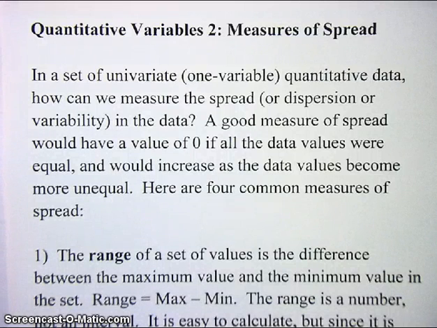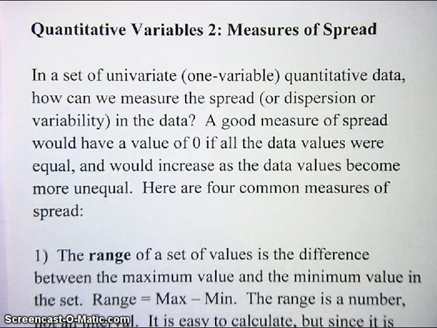When you're working with quantitative data in one variable, after you've figured out where the center of the distribution is, the next thing you want to look at is how much spread or dispersion or variability is in the data. How spread out is this distribution of numbers?